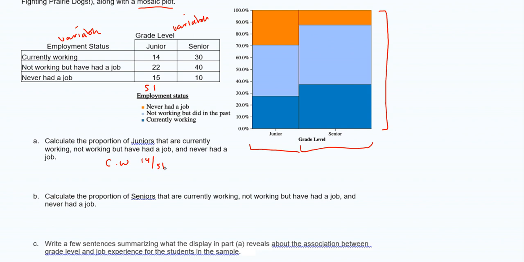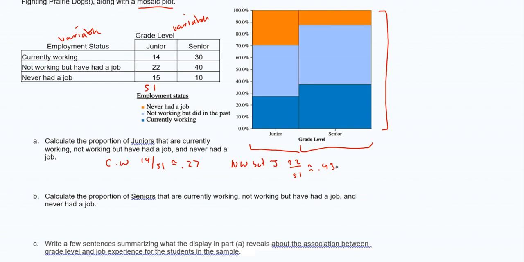And if you want to put that in your calculator, you get approximately 0.27. Then we can go over here and figure out, okay, what is not working but has a job? So, not working but has a job. All right, and that's going to be 22 divided by 51, which is approximately 43% or 0.43.